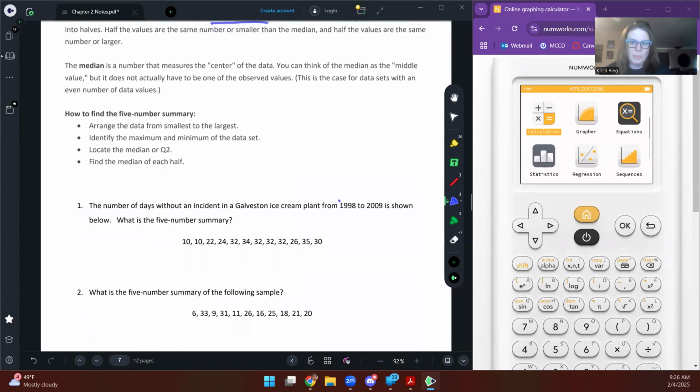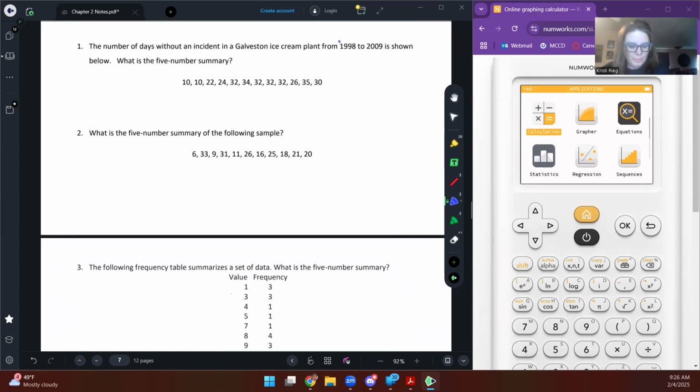And to find the 5-number summary, it starts off very much like the median. The first 3 steps are just like the median. We put it in order from smallest to largest. We figure out the minimum and maximum and then find the middle or median of that. Finally, we're going to do one extra step, which is find the median of each half.